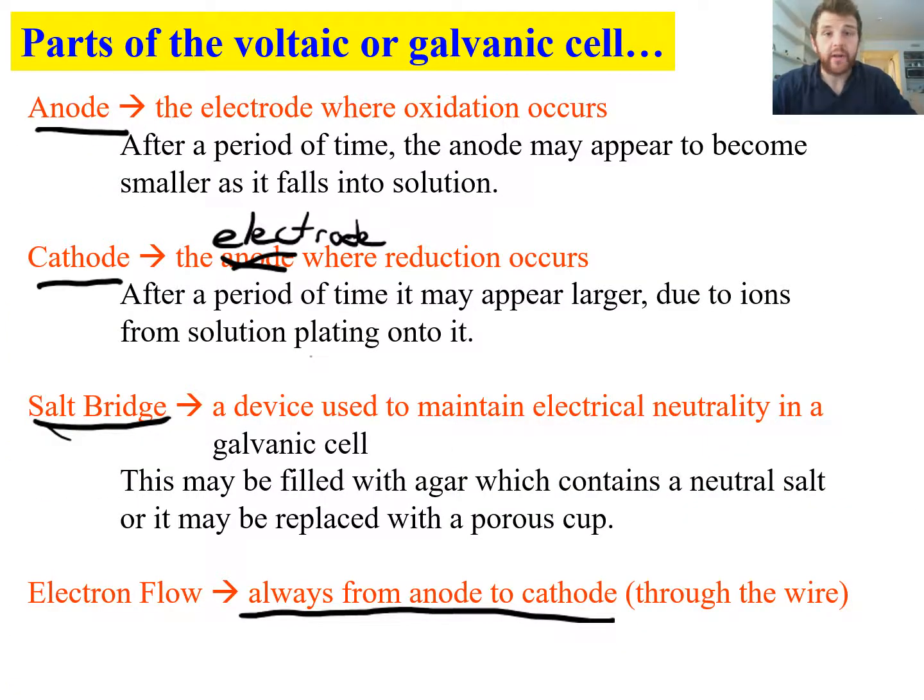The galvanic cell. The anode is the electrode where the oxidation occurs. The cathode is where reduction occurs. Oops, that shouldn't say anode. This should say electrode.